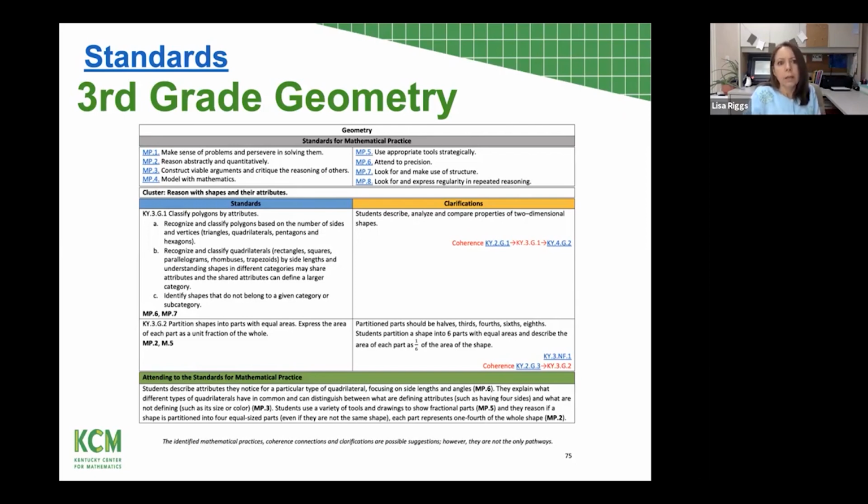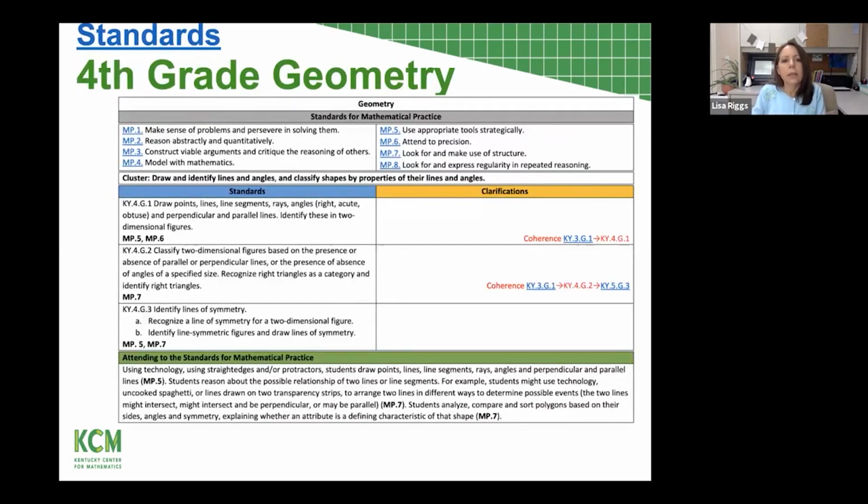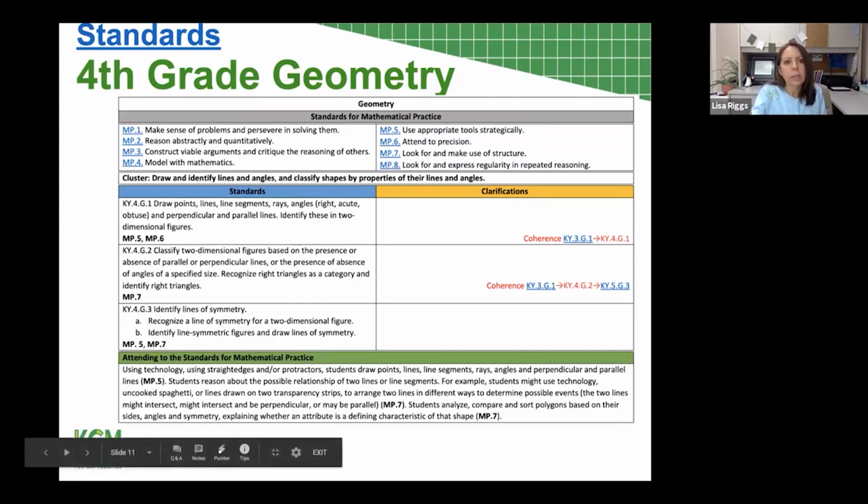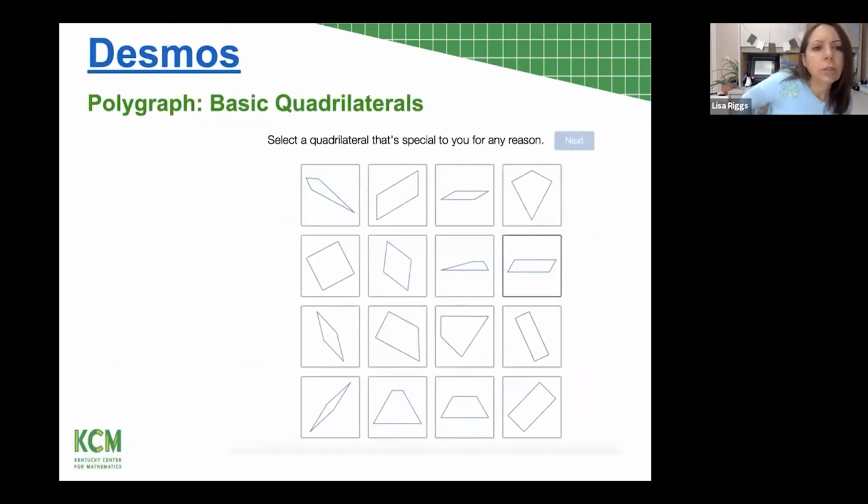And in 4th grade, in the geometry strand, we're looking at points, line segments, rays and angles, but we're also classifying 2-dimensional figures, and symmetry. So you guys can see that these geometry standards are a lot, and we only have 30 minutes. So I had to pick and choose what I wanted to focus on. The activity that we're going to take a look at could be for 3rd grade or 4th grade, depending on what they pull out of the activity.